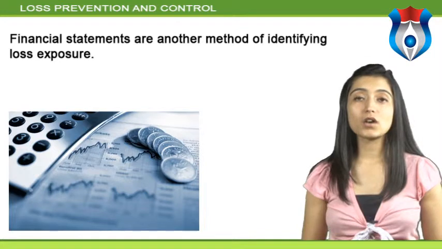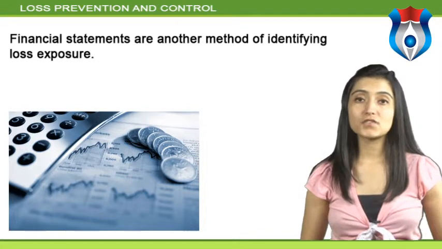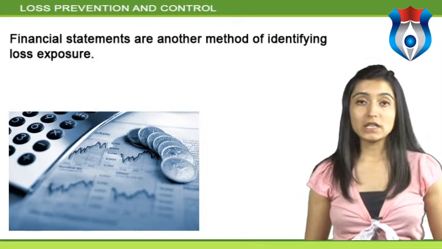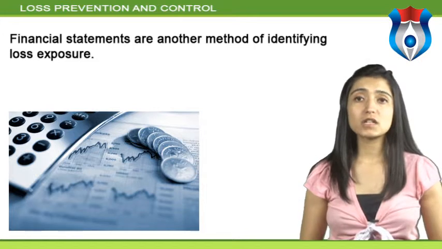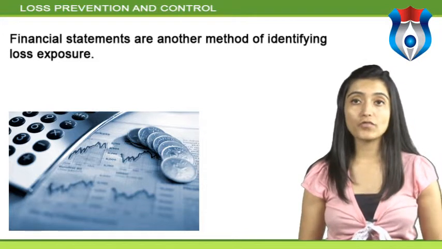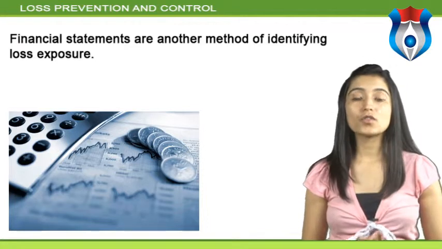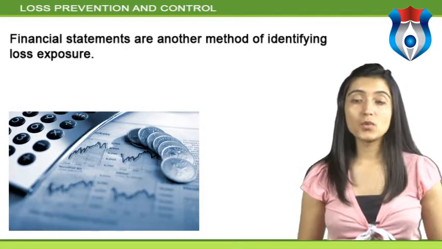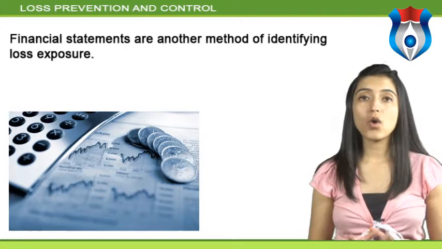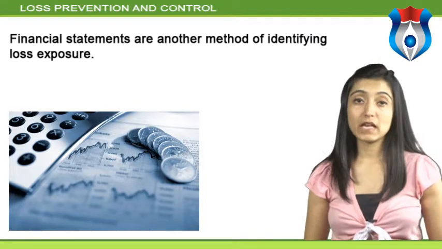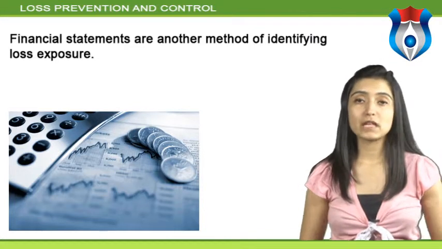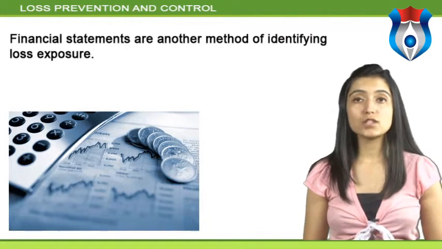Financial statements are another method of identifying loss exposure. These financial statements must include balance sheets, profit and loss statements, and funds flow statements for a series of years. Profit and loss statements are often called income statements, and funds flow statements may be labeled sources and uses of funds.